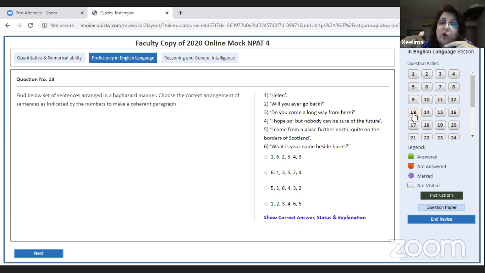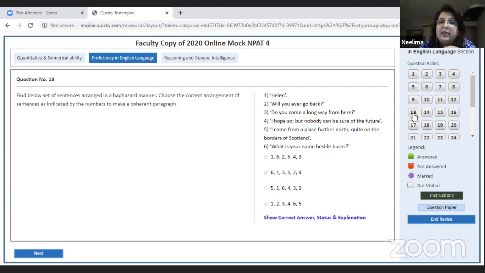6-1. You have option number 2 here. So option number 2, let's validate this option completely. 6-1, we got a link, then another link. The next question comes up after the name. Do you come a long way from here? I come from a place. 3-5, another close link. Coming a long way, I come.